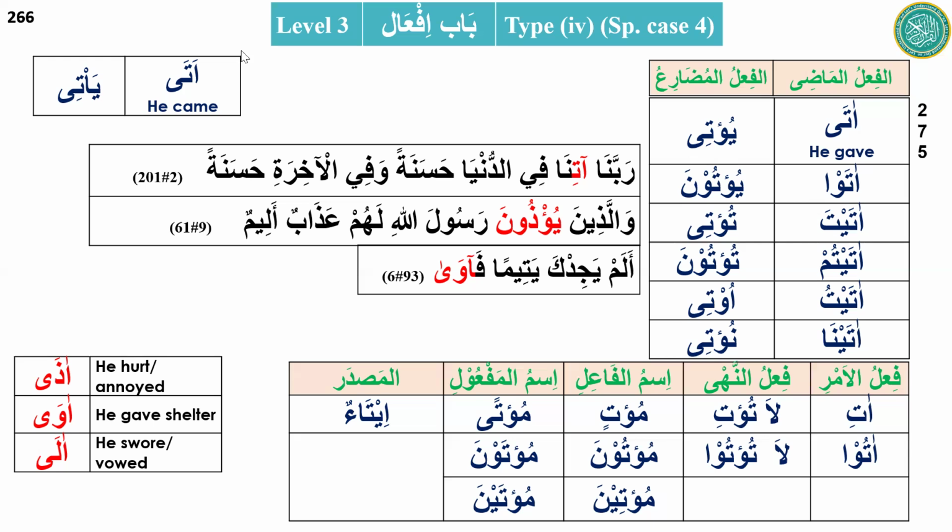Anusha. Assalamu alaikum. Wa alaikum assalam. Can you please take the word awa? Okay, awa means he gave shelter.